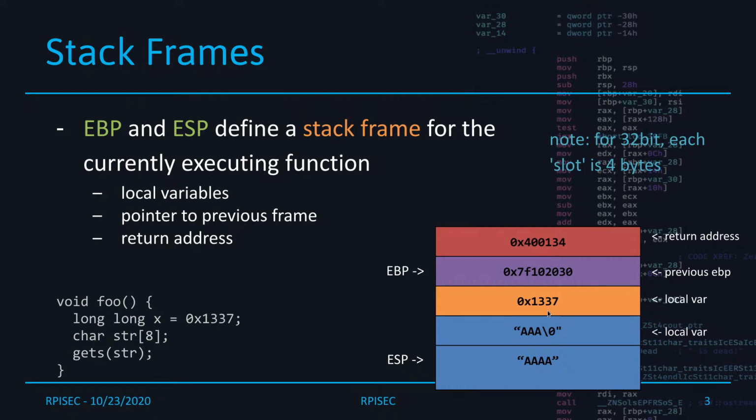And then we're going to have this local variable for x, 0x1337. And then we're also going to have that string variable here. So we're going to have, in this case, 8 bytes. We have 4 A's and then another 3 followed by a null terminator. So a total of 8 bytes, which matches up with the buffer length there.